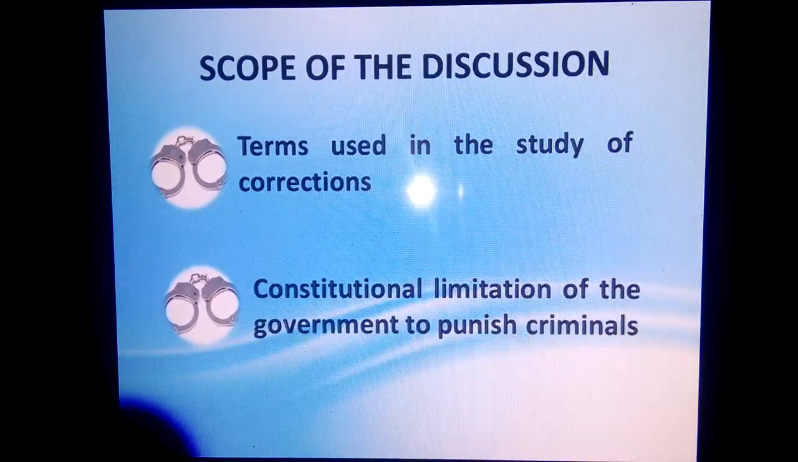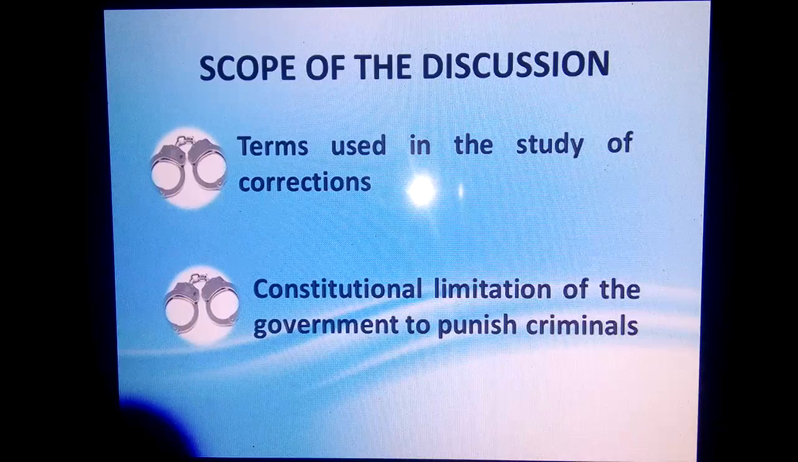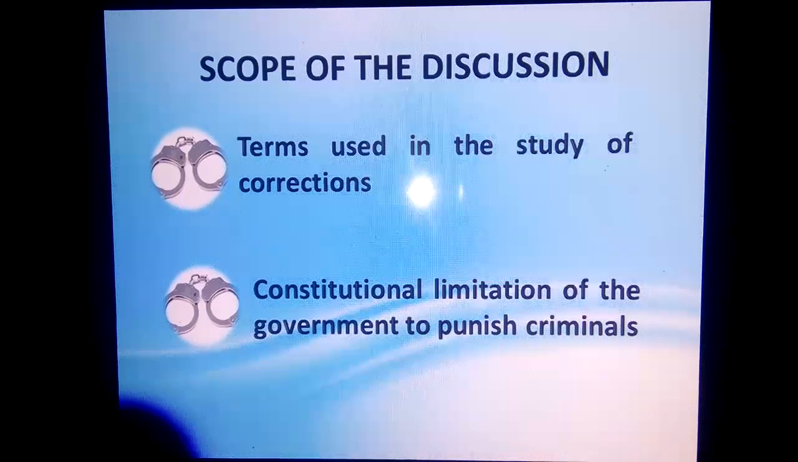And the second scope would be the constitutional limitation of the government to punish criminals. Meaning to say, there is a limitation, constitutionally, that has to be followed by the government in terms of punishing criminals. That is in order for the personnel to avoid some legalities.